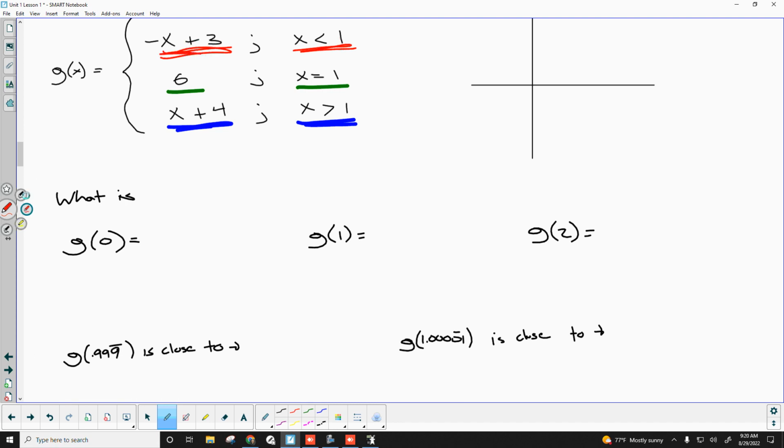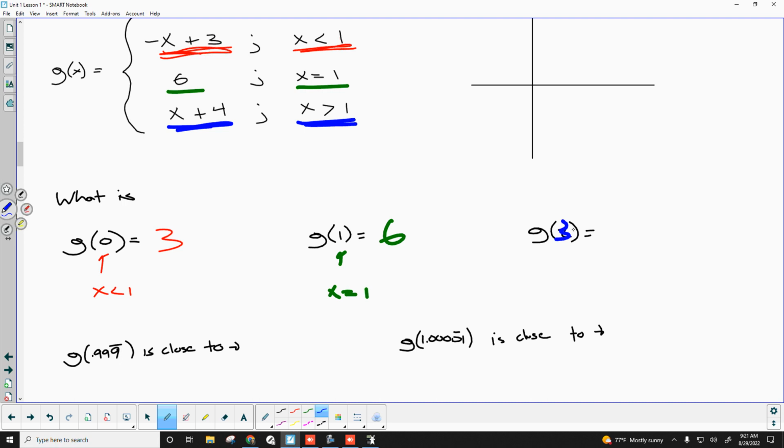So 3 situations. X is less than 1, X equals 1, X is greater than 1. 3 different colors here. 0, less than 1. Plug it into the top piece. You get 3. 1 is equal to 1. Use the middle piece. Oh, you just get the y coordinate 6. 2, I'm going to change it to 3. If you don't change it, no big deal. But I just want to get a different number.